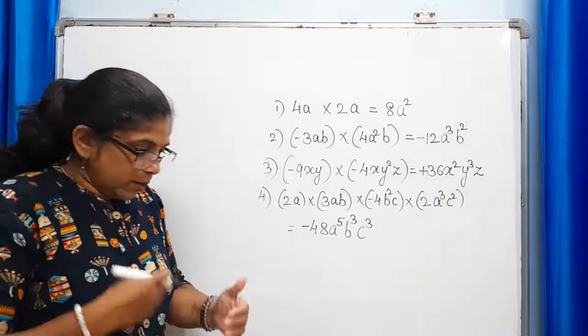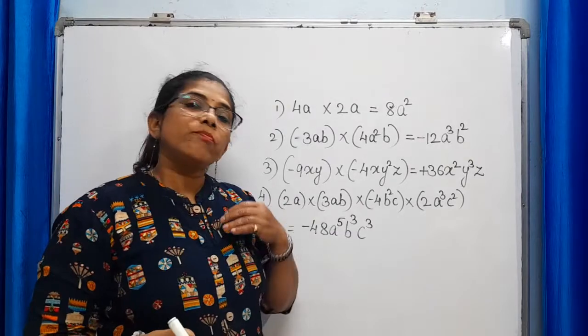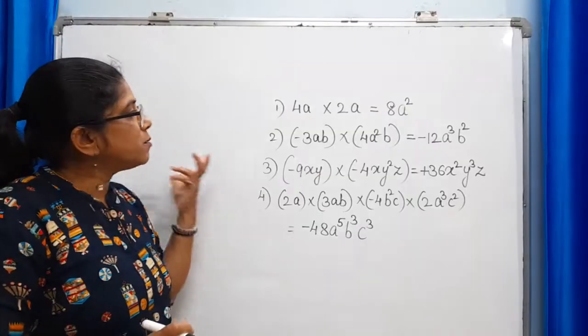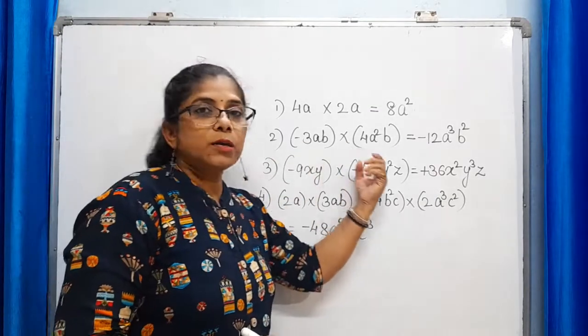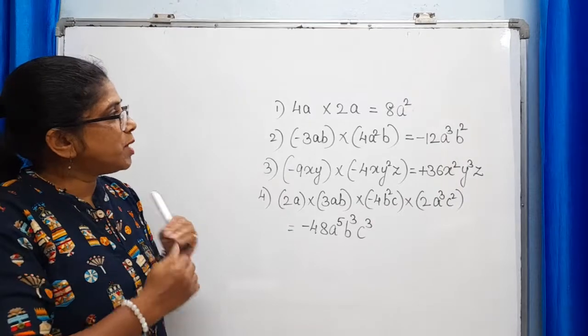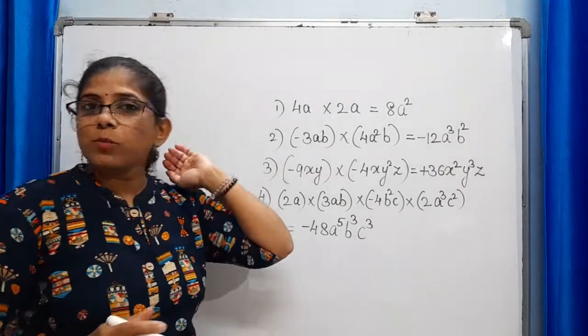Because now when we come across the higher sums, that is monomial into binomial or binomial into binomial, in all these type of sums, you should be perfect in multiplication of monomial into monomial. So now let's check how to multiply monomial and binomial. Monomial into binomial, that we will check now.